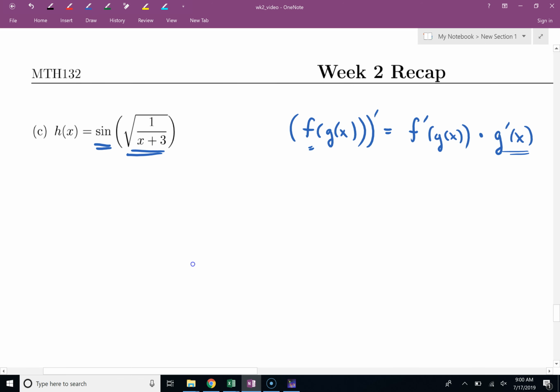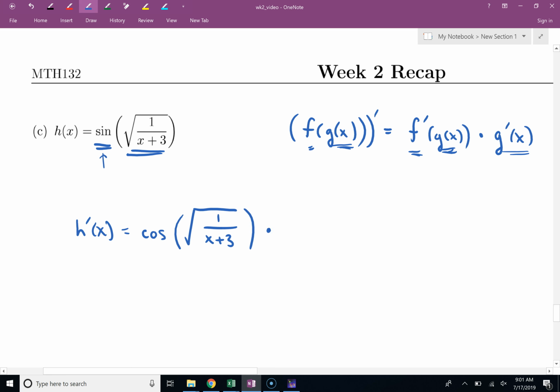So, okay, let's apply this to our particular situation. In this case, my outside function, the last function that's actually acting on this, is the sine function. So it's the outermost. I want to take the derivative of the outside function, so the derivative of sine. Let me go ahead and write this down. The derivative of sine is going to be cosine. And then notice that whatever's on the inside, this g of x, just stays alone. We're not going to do anything to it yet. So this is going to stay the square root of 1 over x plus 3.